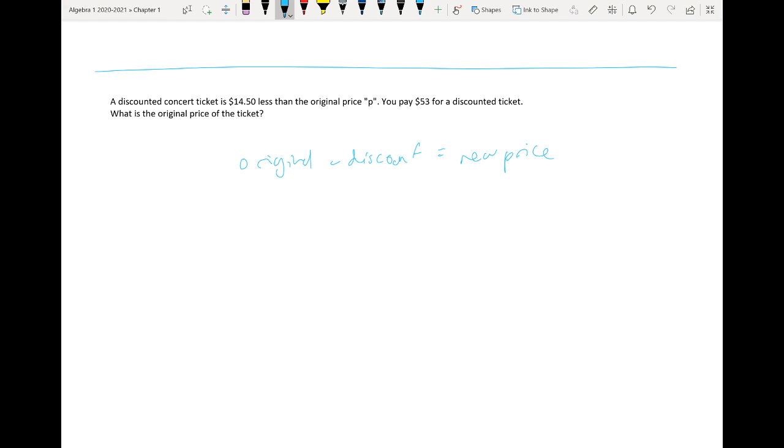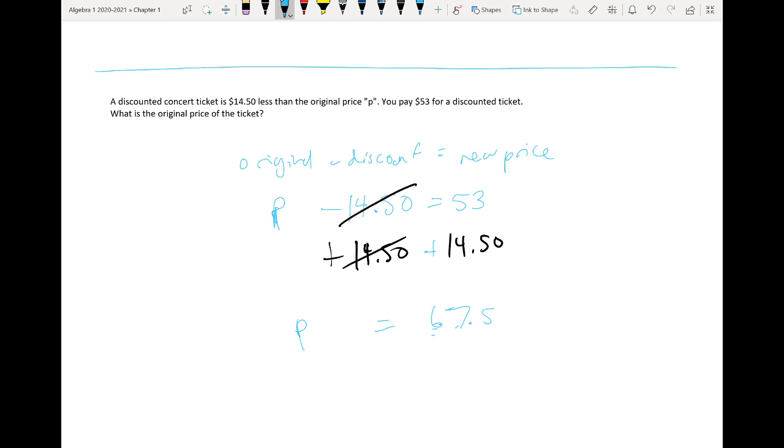So my original price, which I don't know, right? It's P. Minus the discount, which they say is $14.50, is equal to 53, the new price. How do I solve? Well, I'm going to wind up adding, right, to get P by itself, $14.50 to both sides, right? Make sure that I show my process. That's the most important part of this, is showing the process, showing the original model in the equation, and then how we actually proceeded from there. So 53 plus 14.5 is going to be 67.50, or the original price was $67.50.